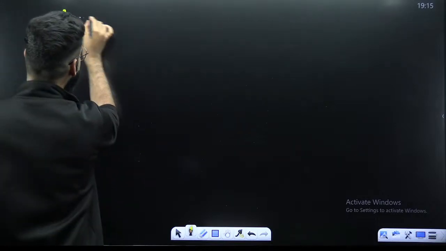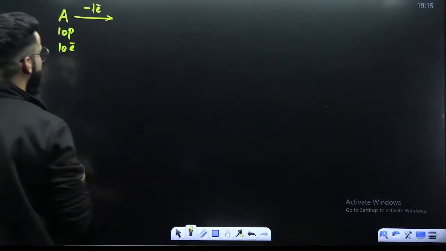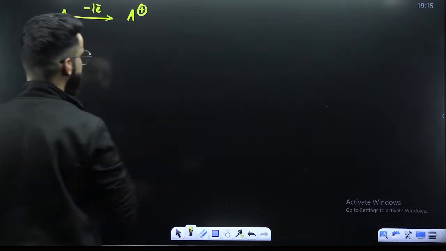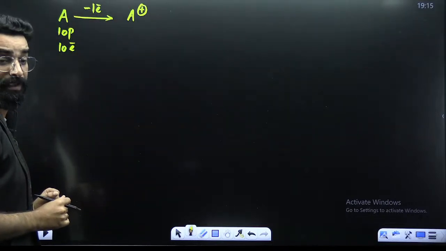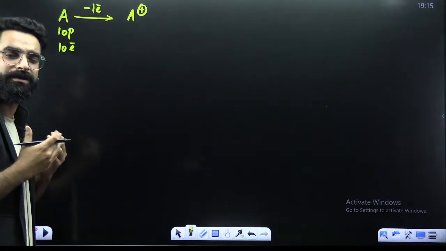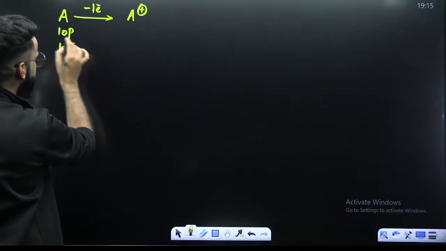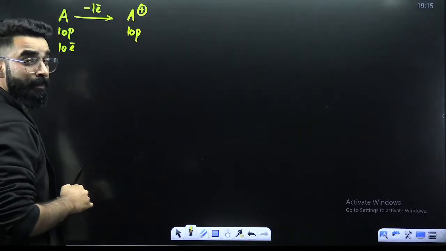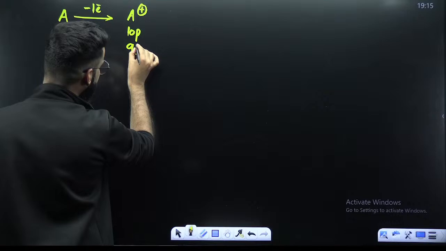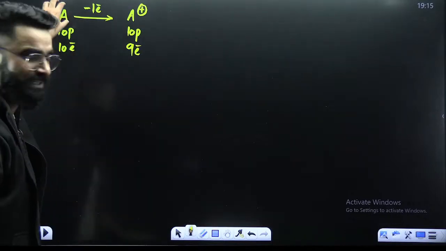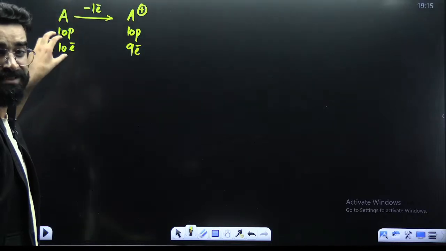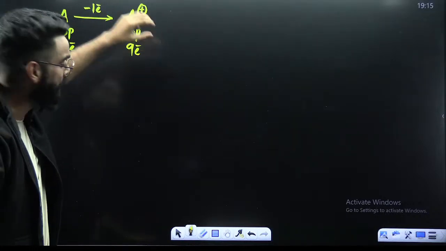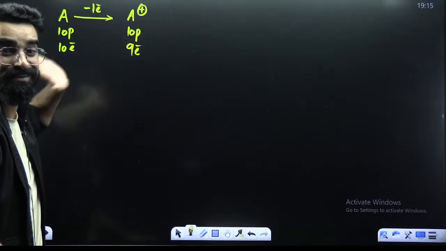For example, imagine I'm taking one electron out of it. When I take one electron out of it, it gets converted into A positive. Since I'm taking an electron out, I did nothing with the protons. It had 10 protons. Here also it will have 10 protons. But how many electrons will this A positive have now? Initially it had 10 electrons. Now it will have only 9 electrons. So I took an atom A with 10 protons and 10 electrons, took one electron out, and it got converted into A positive, which has 10 protons and 9 electrons now.